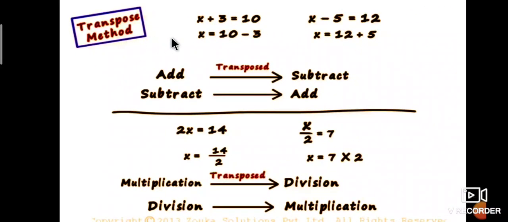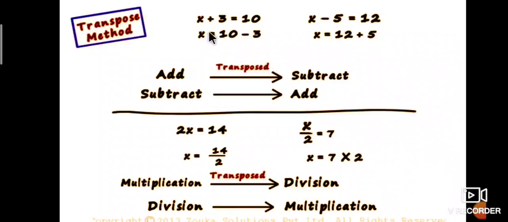Next one is the transpose method. Observe the equation x plus 3 is equal to 10. Transpose plus 3 from LHS to RHS; plus 3 becomes minus. Observe the second example: x minus 5 is equal to 12. Transpose minus 5 from LHS to RHS; minus 5 becomes plus 5. So x is equal to 12 plus 5. This is called the transpose method.